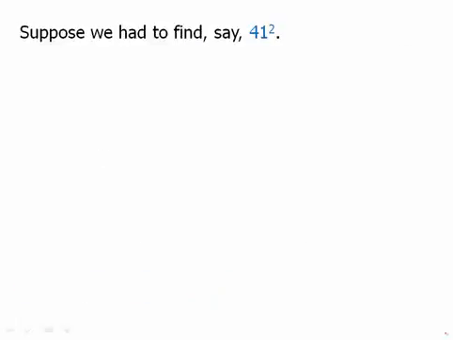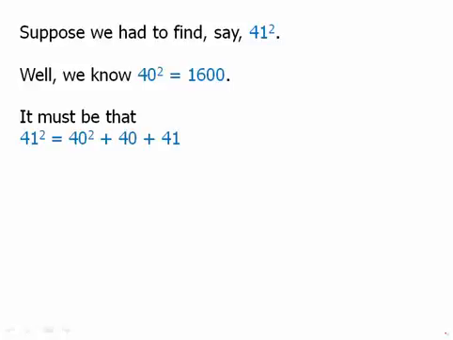Suppose we had to find, say, 41 squared. Well, of course, 40 squared is 1600. That's very easy to find. Once we have that, well, 41 squared would have to be 40 squared plus 40 plus 41. So that would be 1600 plus 40 plus 41. That would be 1681. Very easy to do even without a calculator.